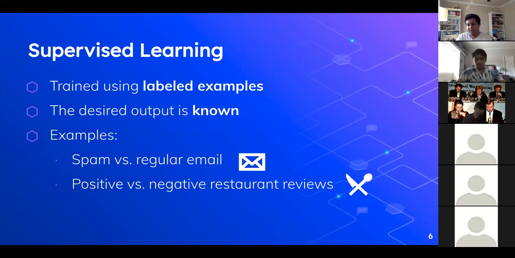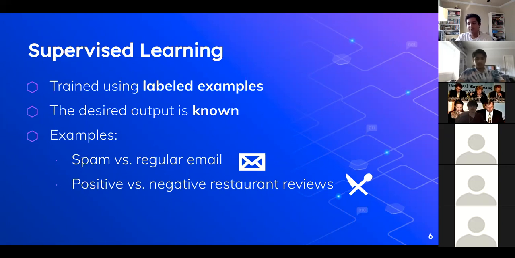So these labeled examples, by the way, are labeled by a human or by some sort of professional that's able to classify these examples. So we have a data set with not only a bunch of emails, but the data set also tells us whether the email is spam or regular already. So we already know the answer. We already know the desired output.